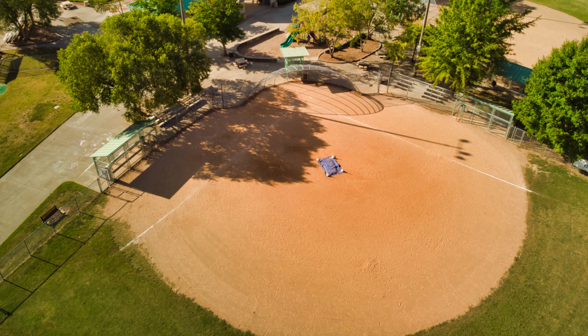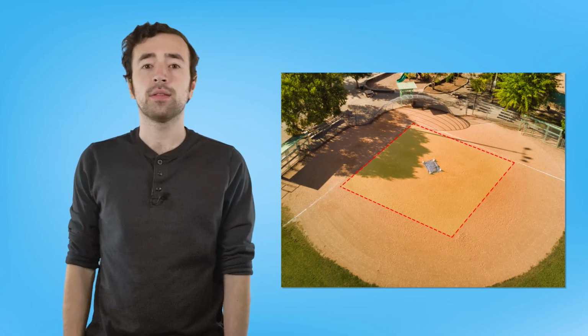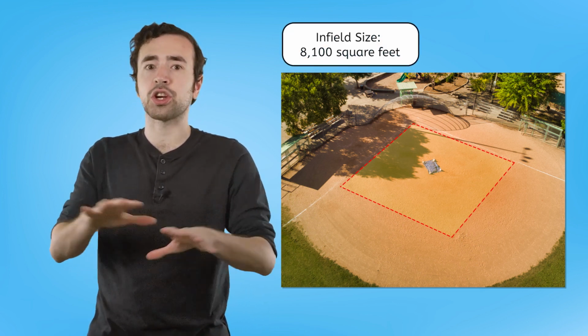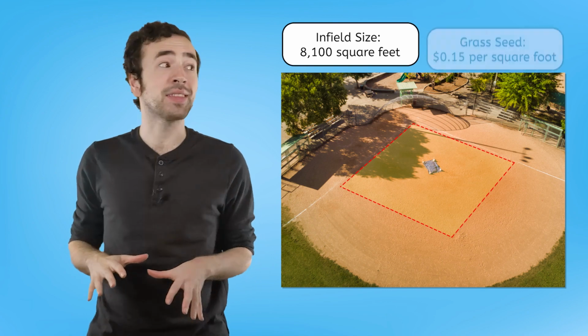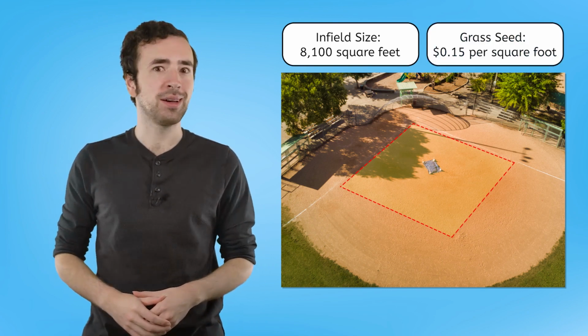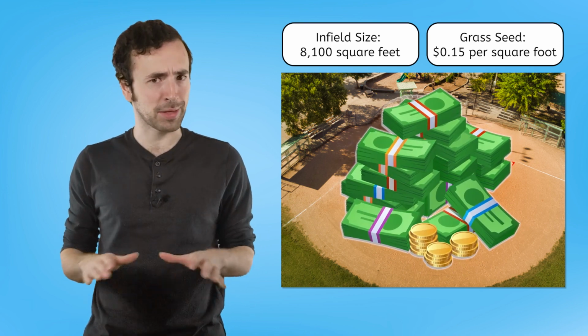This is where the team practices. This area here is called the infield, and the team wants it covered in grass, like this field is. They've got 8,100 square feet of infield to cover with grass seed, and the seed costs 15 cents per square foot. That's a lot of green, and I'm not talking about grass.